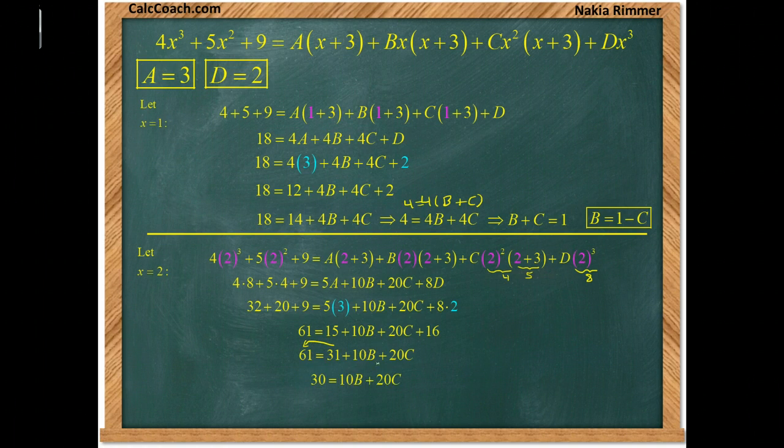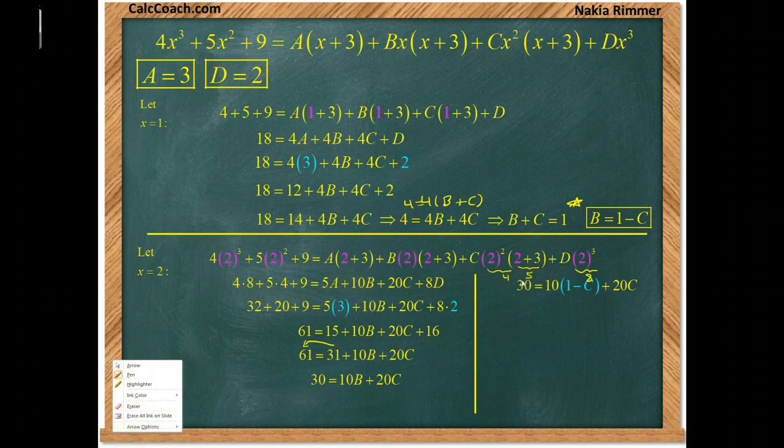Okay. But we know the relationship between B and C. We know that B is 1 minus C. We can use the substitution method to solve these two equations here. We can plug in the fact that B is equal to 1 minus C. We can plug that in, and then distribute the 10. 10 minus 10C.